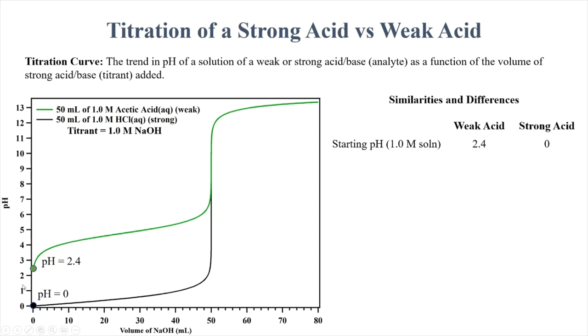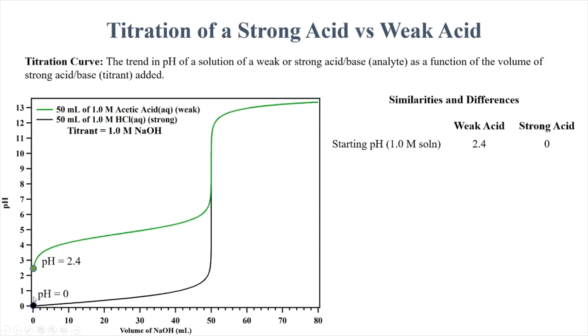So let's kind of start this thing out at zero. So here, at zero, this is where we have no base that's added. So in essence, what we have is just a beaker of 50 mLs of acetic acid or a beaker of 50 mLs of 1 molar HCl. We're putting our pH probe in and we're measuring the pH. So we haven't added any base. This is basically just looking at the pH of the acid.